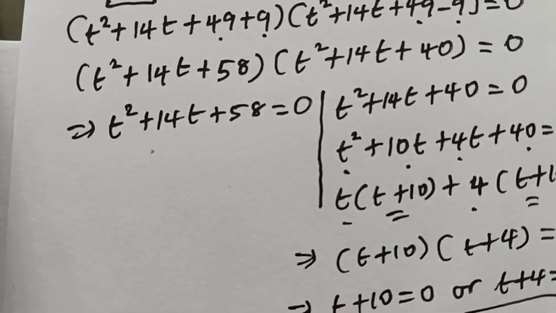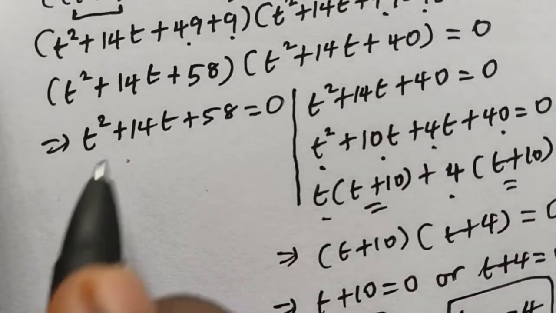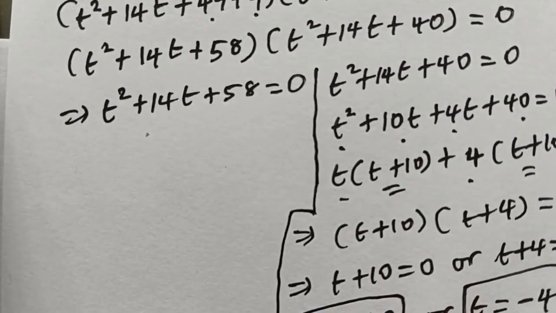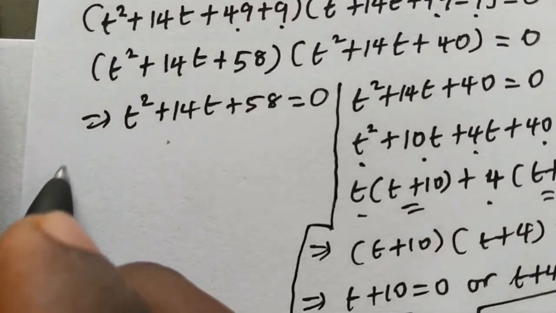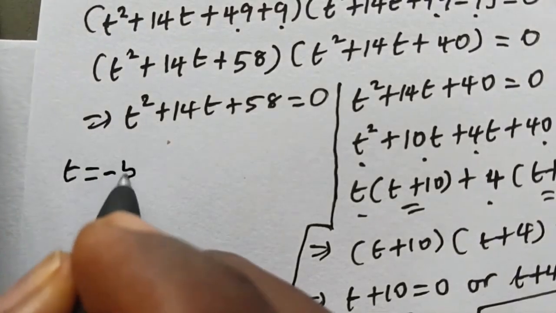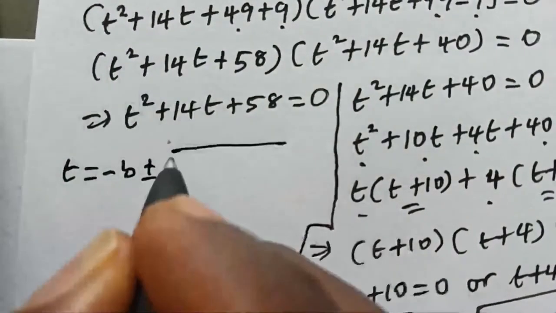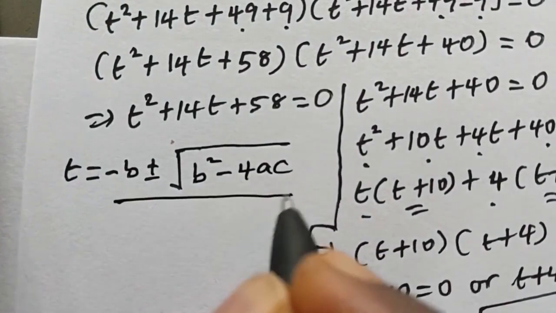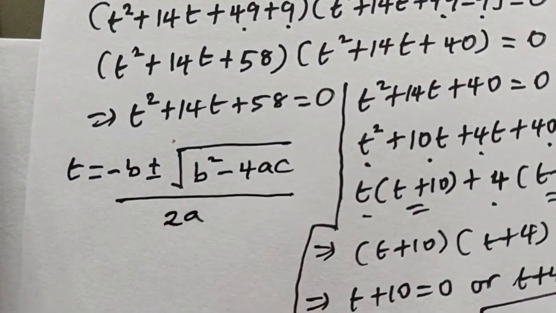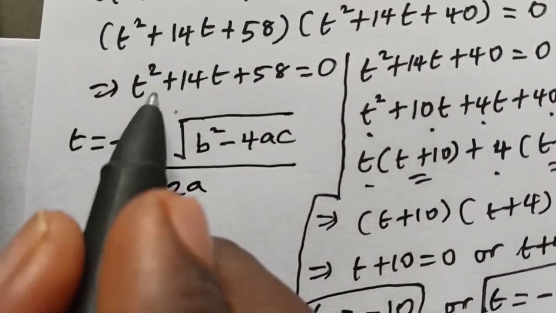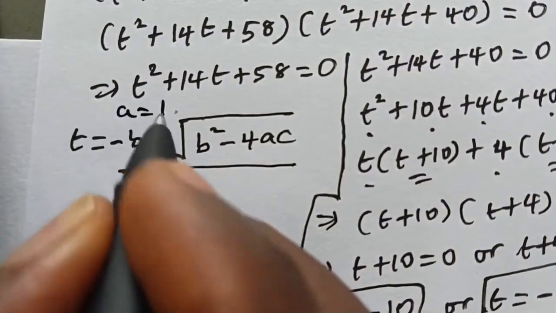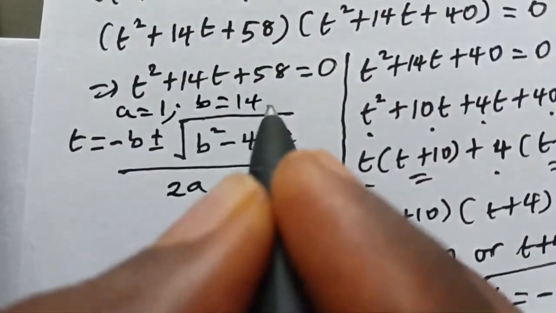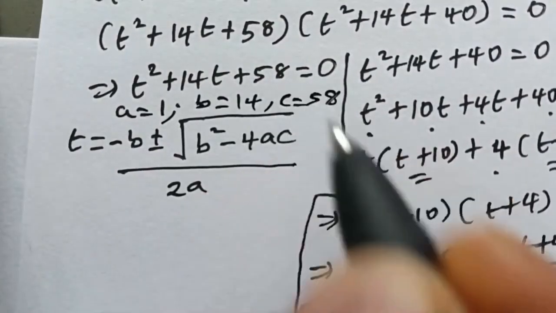Now, let us solve this other quadratic equation. We can solve it using the quadratic formula. The quadratic formula says t equals minus b plus or minus the square root of b squared minus 4ac, divided by 2a. From this equation, a equals 1, the coefficient of t squared, b equals 14, the coefficient of t, and c equals 58.